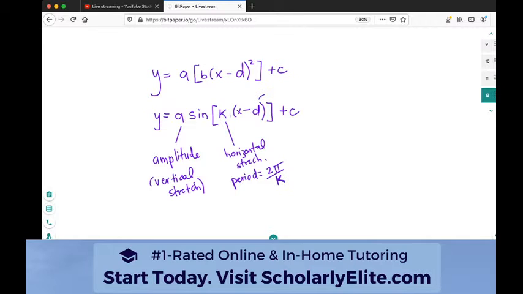This part is the phase shift, as the fancy ones call it. I'm just going to erase this so that no one gets confused. This part is the phase shift, and this basically tells us whether something moved left or right. And this part is the vertical shift.